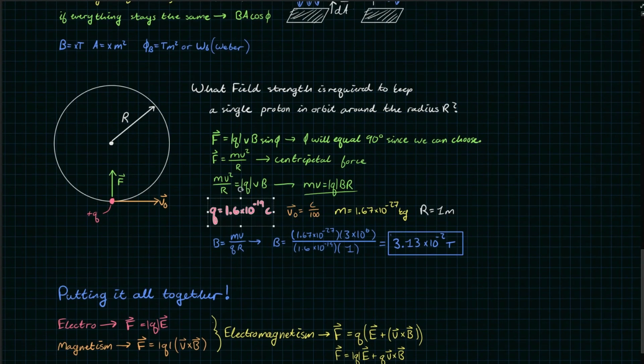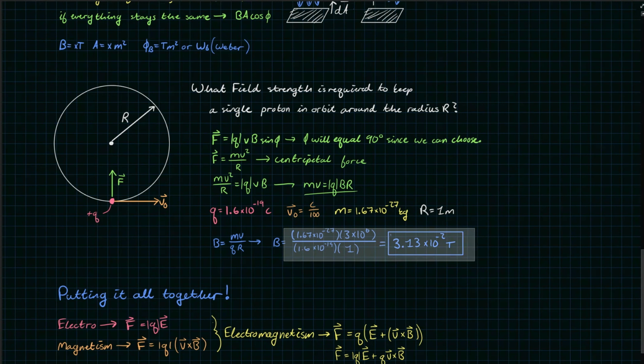So Q is this, V is this, M is that, our radius, 1 meter, made it simple. There's no cross products, there's no integration, just plug and chug, and you get 3.13 times 10 to the negative 2 Tesla, which is a pretty strong magnet to keep a 1 proton moving at 1/100th of the speed of light in orbit.